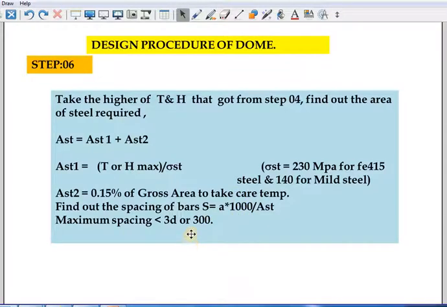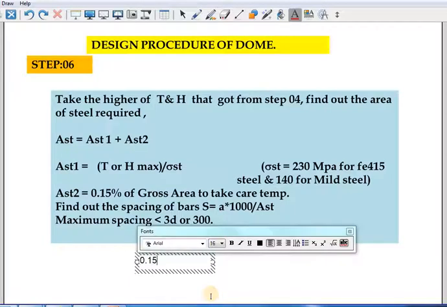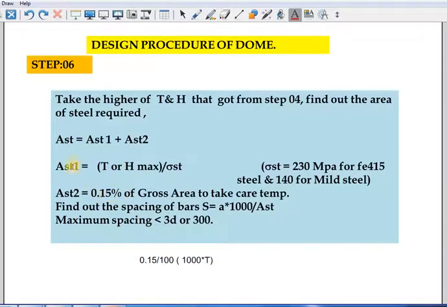Gross area means 0.15 divided by 100 into 1000 into thickness t. How much is coming, you find it out. Then once you have Ast1 and Ast2, you add them and you will get Ast. Then use 8 mm or 10 mm diameter bars, 8 mm, because 12 will be more actually. Then find out the spacing. The spacing should not be more than 3D, where D means the thickness of the dome, or 300 mm, whichever is higher. So with this, your dome design is complete.